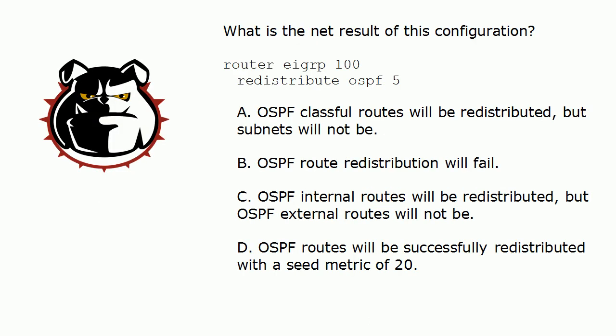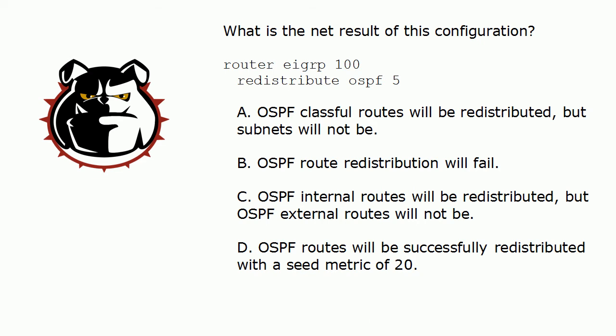Now let's head for this question. What is the end result or the net result of this configuration? And all we're doing is redistributing OSPF process 5 into EIGRP AS100. Are we going to see successful redistribution here without the subnets? Is it going to fail? Are we going to see internal routes but not external? Or is it going to be successful and we'll see a seed metric of 20?